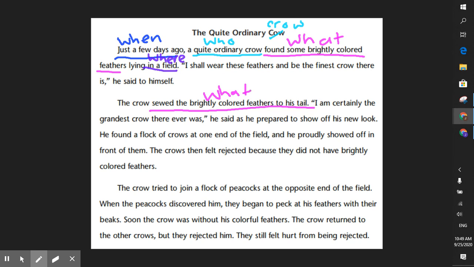What does the crow do after the feathers are sewn on his tail? So after that, "I'm certainly the grandest crow there ever was." Is he prepared to show off his new look? So he's thinking about this, but he doesn't actually do that yet. He found a flock of crows at one end of the field, and he proudly showed off in front of them. Right, so this is also what. What happens to the other crows? The other crows felt rejected. So they don't feel accepted. They're not happy, right? So they felt rejected. This is still what.